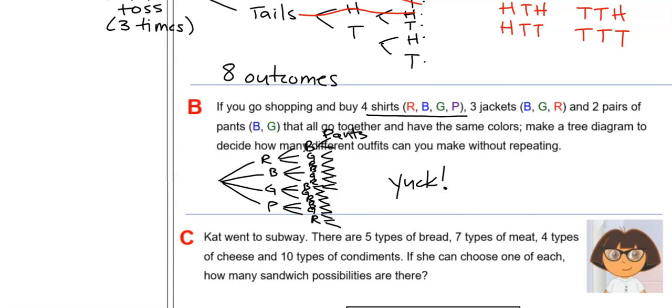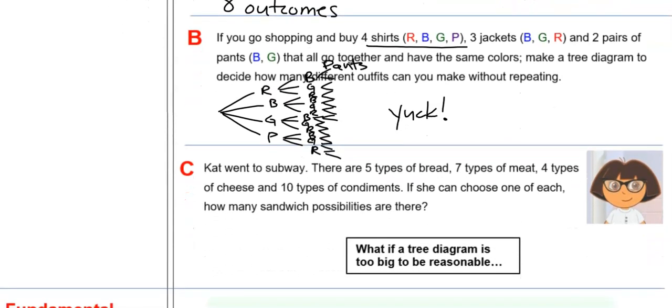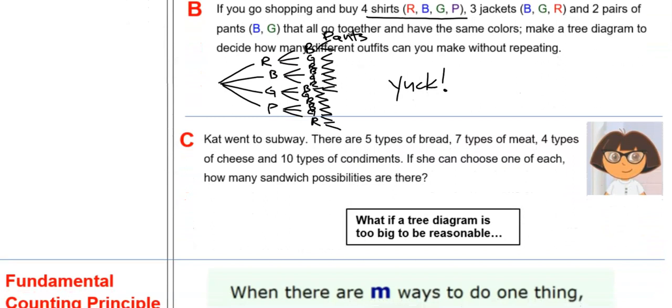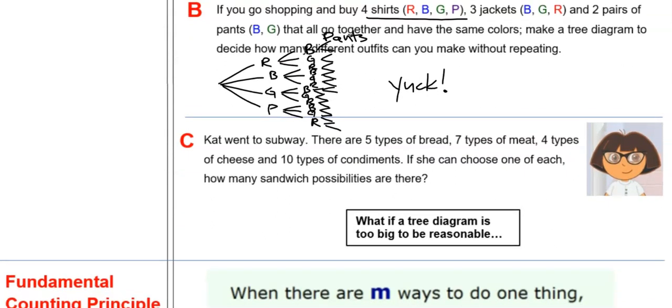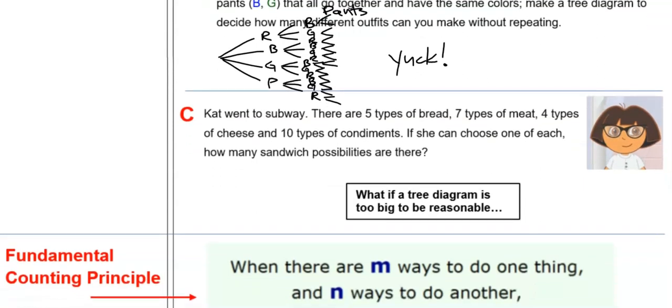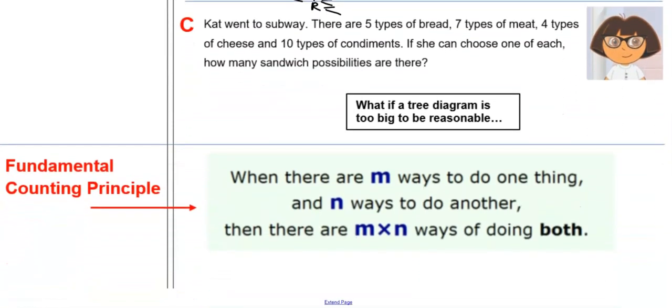If you look at this example C, that one's even worse. There's 5 types of bread and 7 types of meat and 4 types of cheese and 10 condiments. You can't possibly do that with a tree diagram. It's just too big to be reasonable. So that's where we get to the fundamental counting principle. The fundamental counting principle says that when there are m ways to do one thing and n ways to do another, then there are m times n ways of doing both.